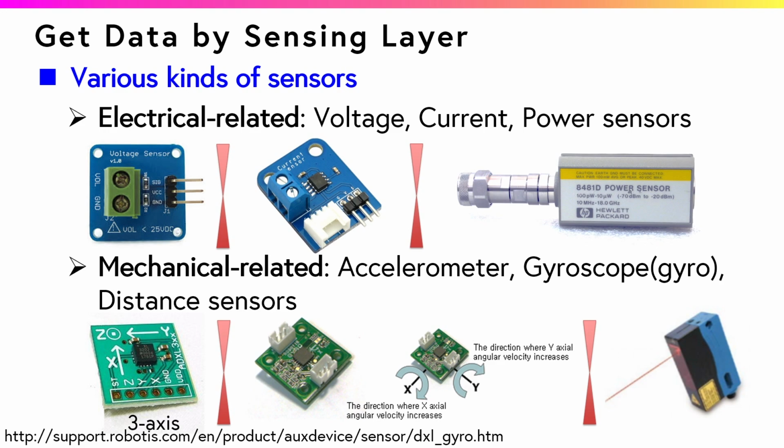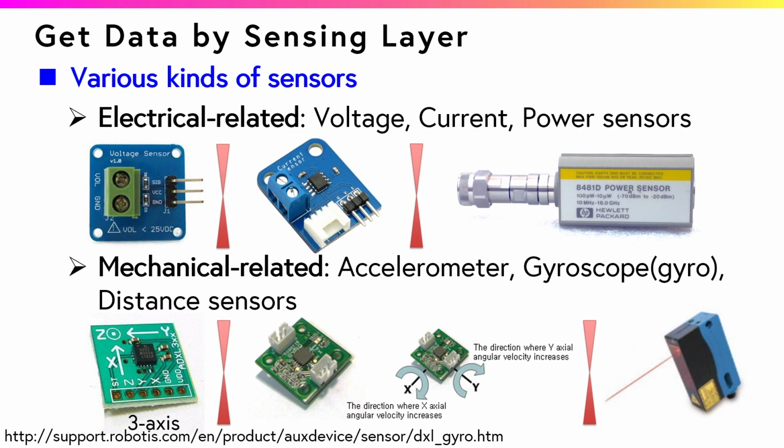Okay, current and power will serve the same purpose. So this is the electronic or electrical related applications. The second one is the mechanical related. We have accelerometer, gyroscope, and distance sensors. Look at the figures below.